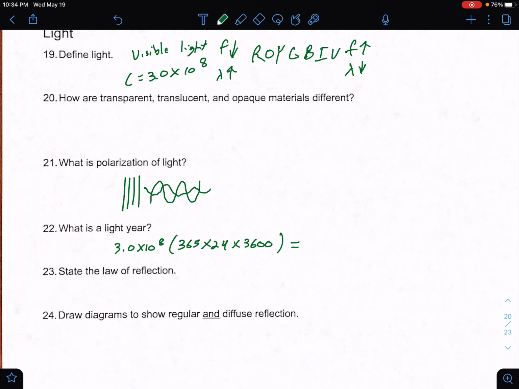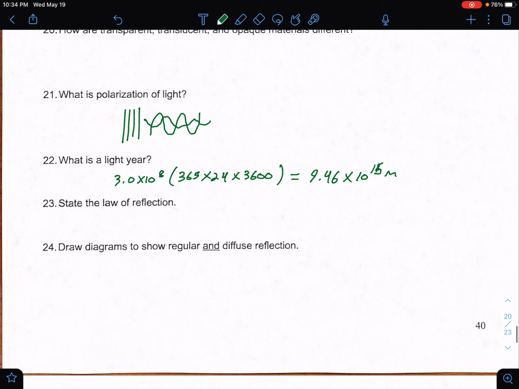Whatever that is, it comes out to 9.46 times 10 to the 15th meters. So if I want to know how far light could go in 8.5 light years, you would just take that number and multiply it by 8.5.